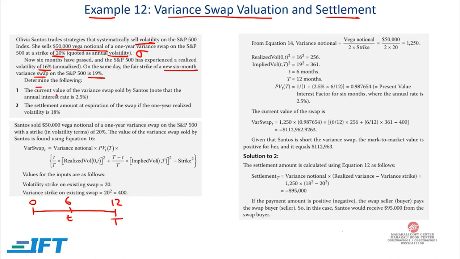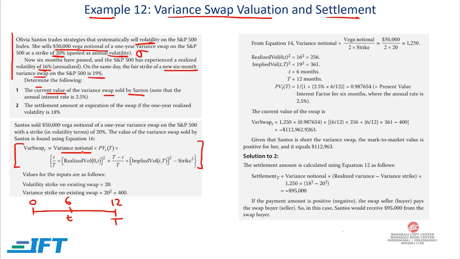You need to determine the current value of the swap variance sold by Santos. So at this point, small t, you need to determine the value. So I've also reproduced the solution and I'll just walk you through this solution. Here is the formula that we discussed on the previous slide, and we need to identify all the relevant data based on what is given here.